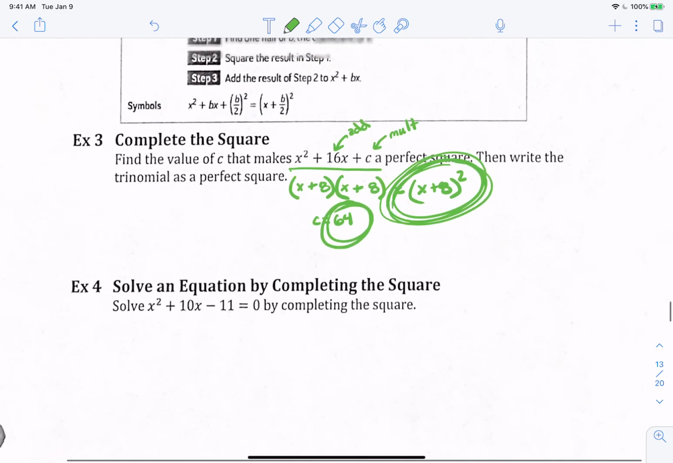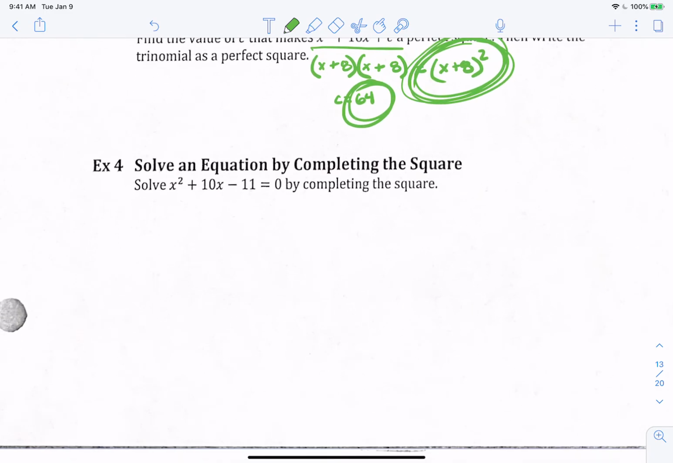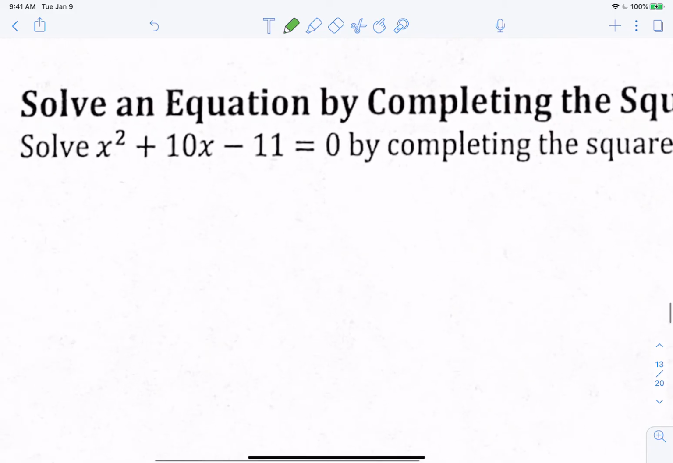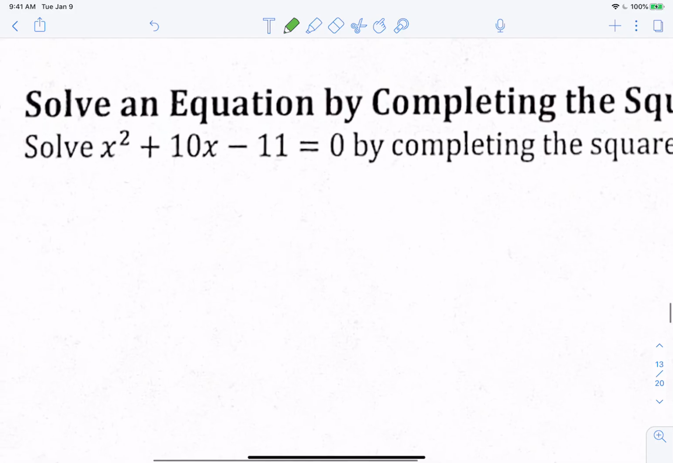Okay. All right, now we're going to do this entire problem by completing the square. Are you ready? We're going to put both of those 2 steps that we just got done doing together. All right? And here's what we're going to do first.